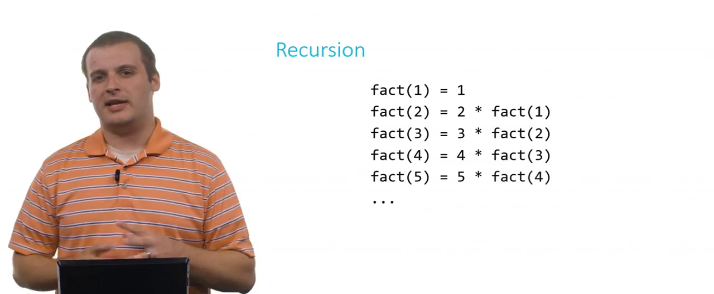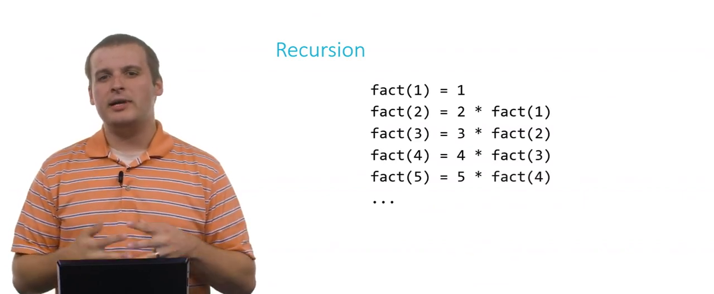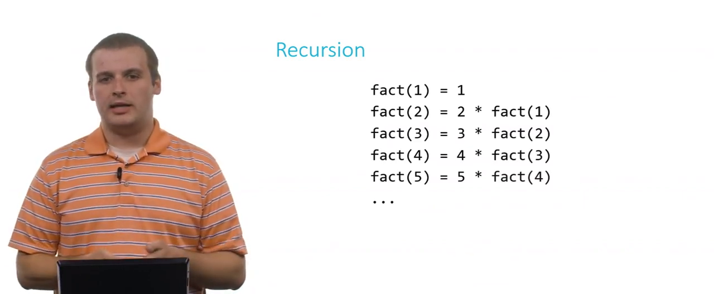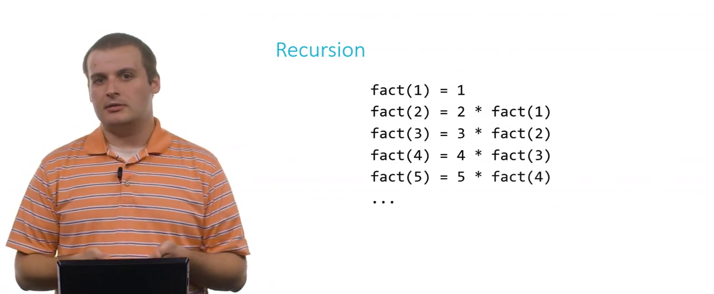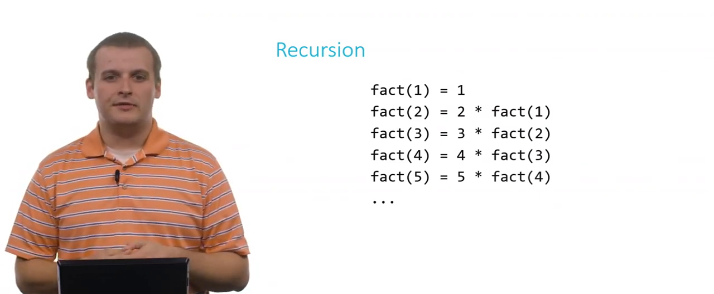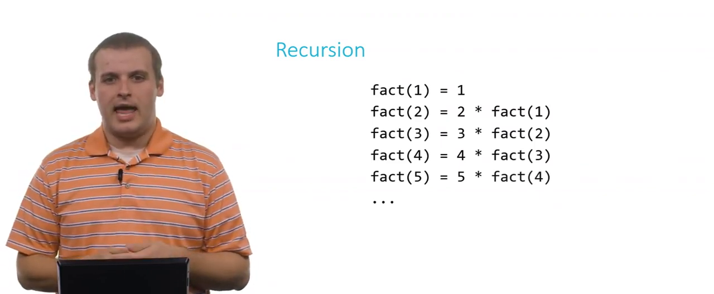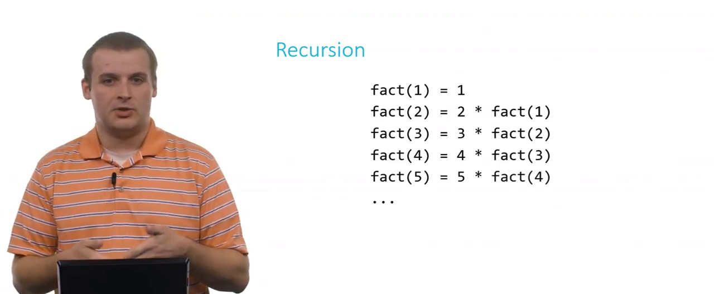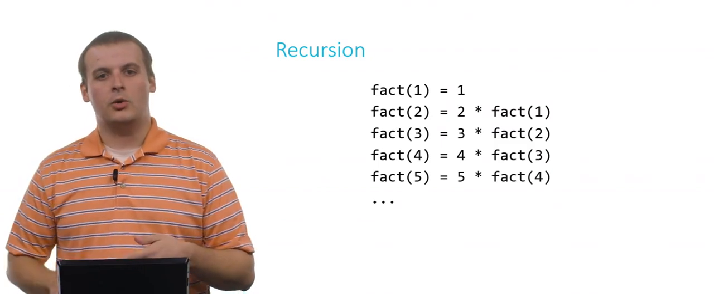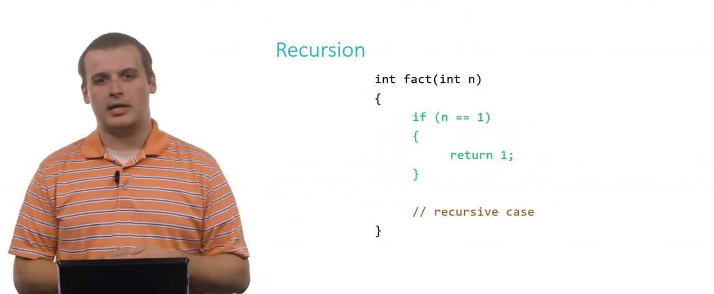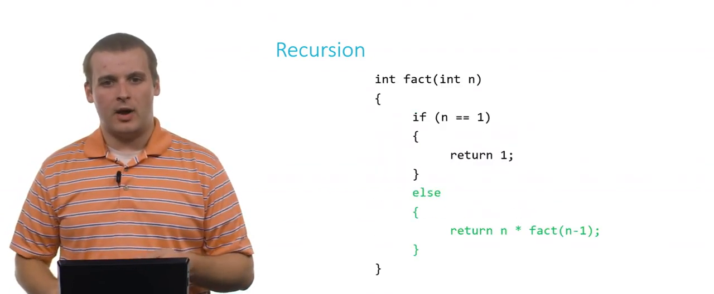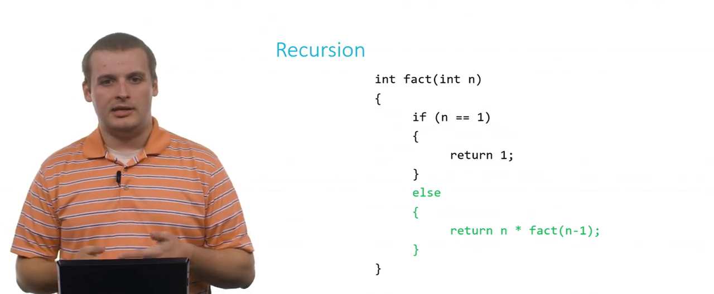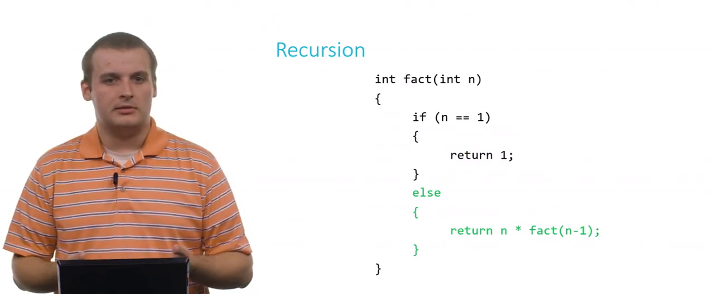What's the recursive case probably look like? For every other number besides 1, what's the pattern? Well, if we're taking the factorial of n, it's n times the factorial of n minus 1. If we're taking the factorial of 3, it's 3 times the factorial of 3 minus 1, or 2. And so if we're not looking at 1, otherwise, return n times the factorial of n minus 1.